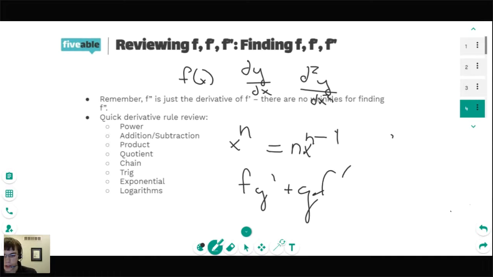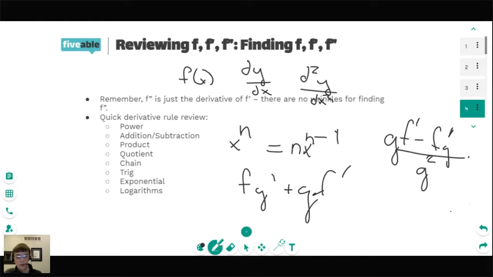Quotient is the one where you actually have to remember, so it's gf prime minus fg prime over g squared. And that one, once again, is important. To write it in words, it's the bottom times the derivative of the top minus the top times the derivative of the bottom over the bottom squared, which is pretty wordy, but if you just have that in your head as a cadence, like the quadratic formula, it really helps a lot.